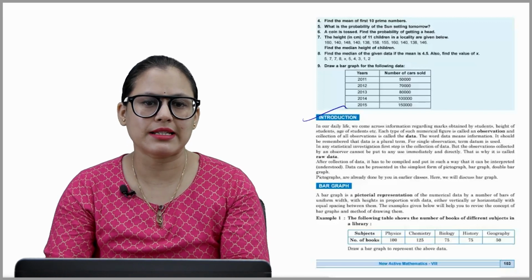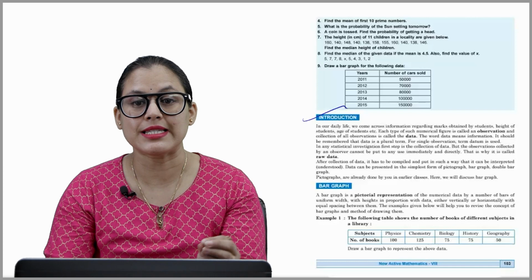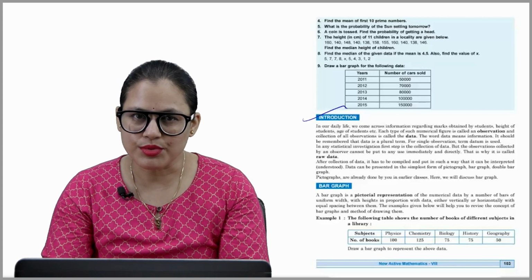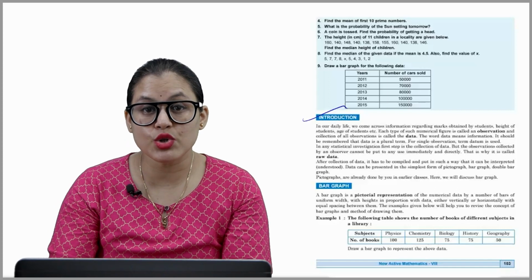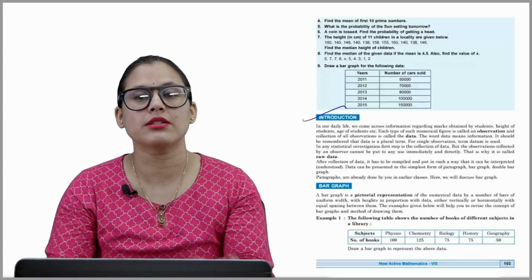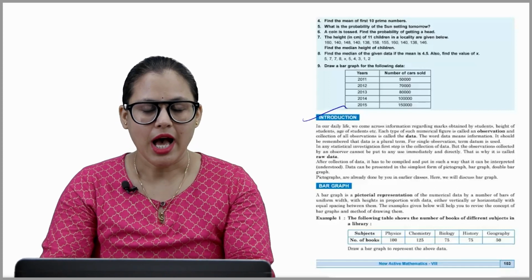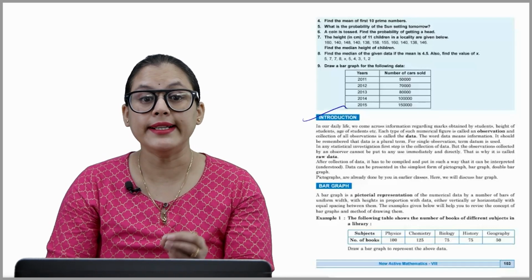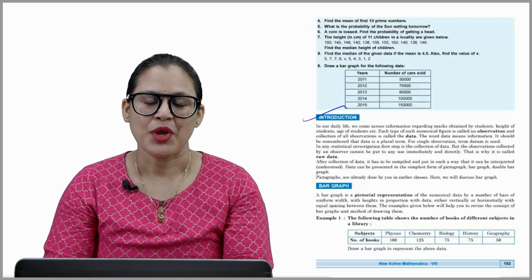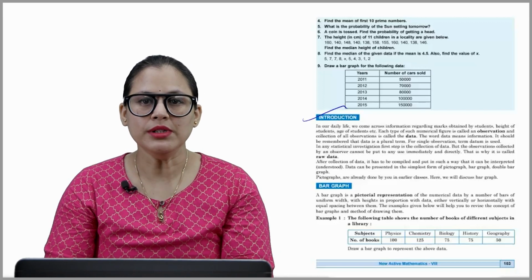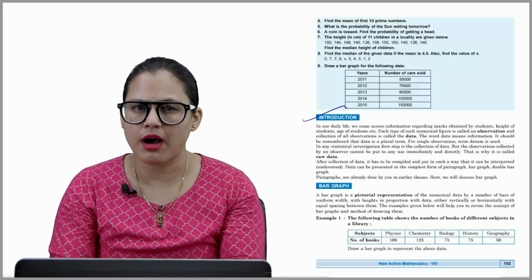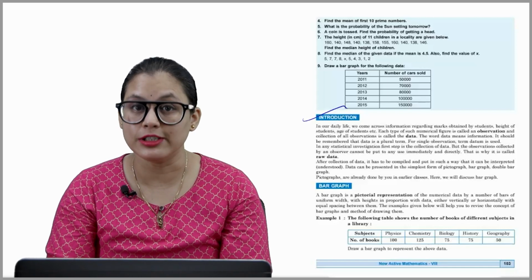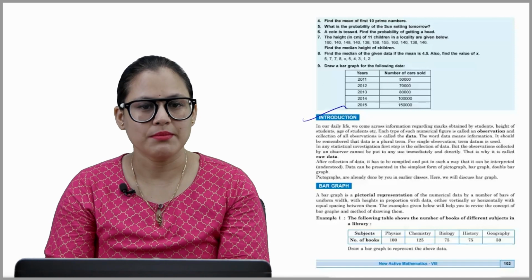In any statistical investigation, the first step is the collection of data, but the observations collected by an observer cannot be put to any use immediately and directly. That is why it is called raw data. After collection of data, it has to be compiled and put in such a way that it can be interpreted, meaning understood. Data can be presented in the simplest form of pictograph, bar graph, table. Pictographs are already done by you in earlier classes. Here we will discuss bar graph.